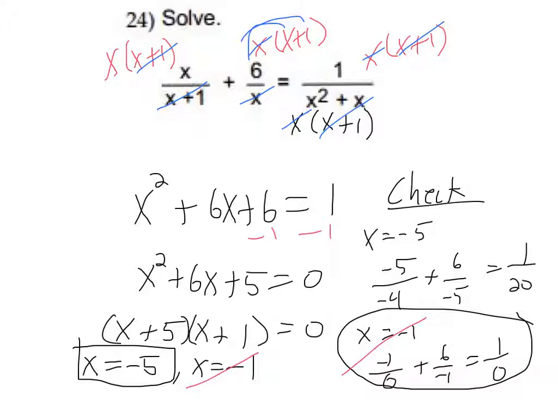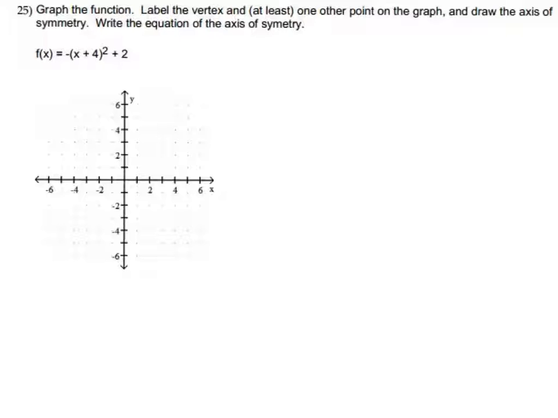All right, next question. All right, last question on this final, number 25. Graph the function. Label the vertex and at least one other point on the graph and draw the axis of symmetry. Write the equation of the axis of symmetry. Now, first off, notice that whoever wrote this cannot spell symmetry. Poor guy, didn't even see it. Hopefully I wasn't reviewing this final because I missed it too.